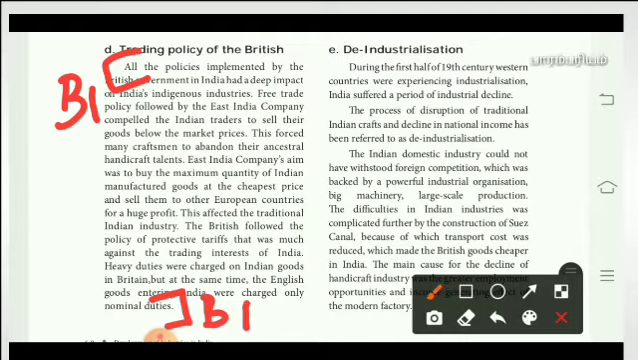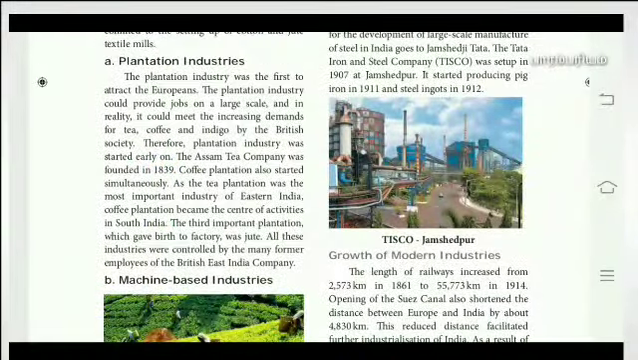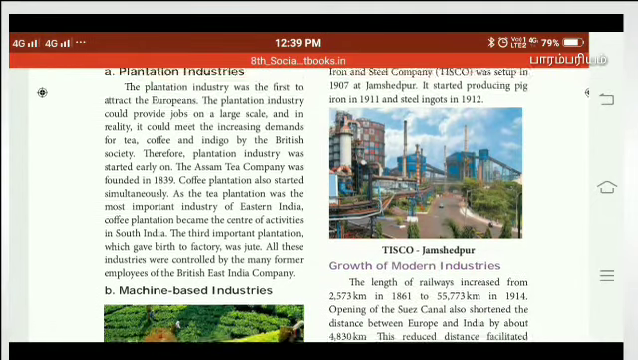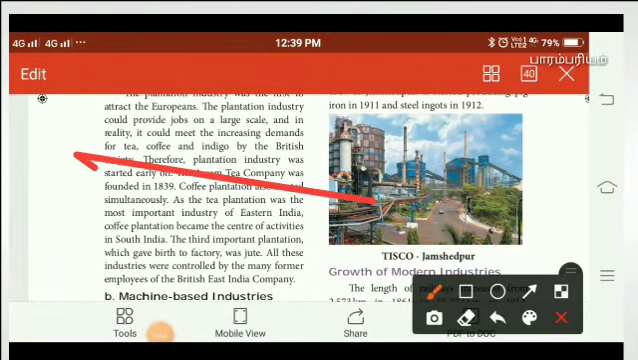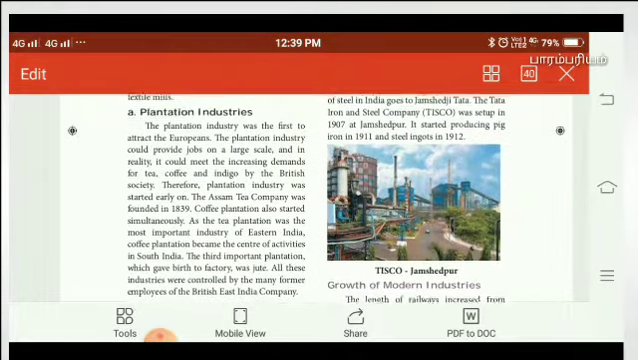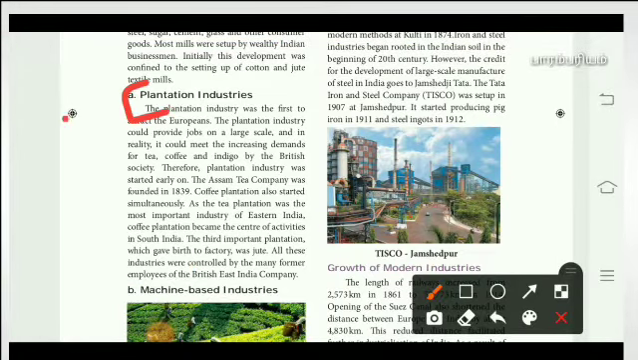Then the second one is, write in detail about the plantation industries. For the second one, take the next page, 61. Plantation industries. Start from here. The plantation industry was the first to attract the Europeans. Start from here and up to the paragraph, insert British East India Company. Is there, no? Up to this, you can mark the second big question.